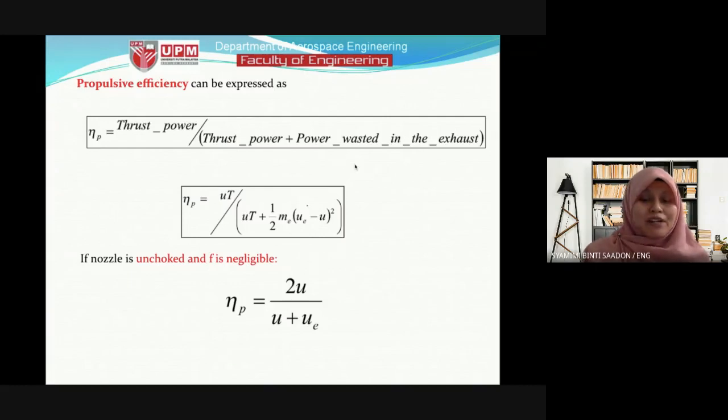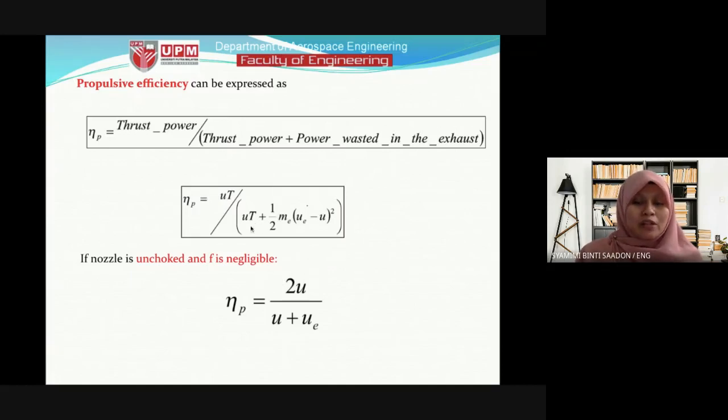But the definition is the same. So we have the thrust power plus the power wasted in the exhaust, the total, over the thrust power that we are able to produce. So we can also write this equation like this. So UT is the thrust power, meaning the thrust multiplied by velocity, you will get power in watts or joules per second. Before this we have thrust in Newtons, which is thrust force. Now we need to use the thrust power.